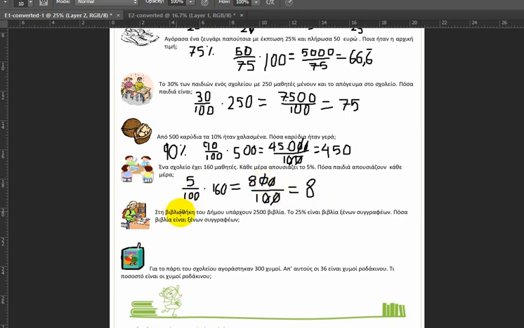We have a library that has 2,500 books, and 25% is written by foreign authors. That means people from another country. And it asks how many books are written by foreign authors. So we want 25% of 2,500. So again, the same method, 25 over 100.